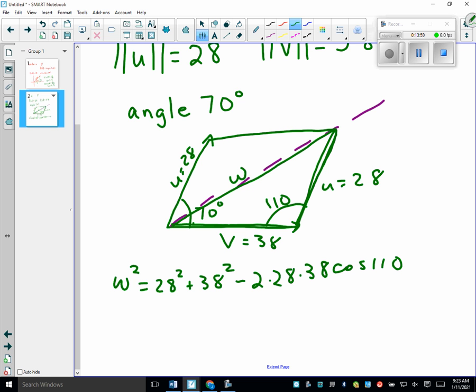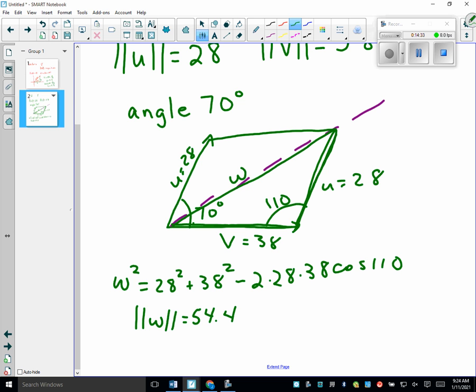I did not get 54. Are you supposed to square? Oh, square root it. Okay, that makes more sense. I just squared it. Yeah, he got like 8 million something. Oh yeah, 54. Okay, so the magnitude of W is 54.4.